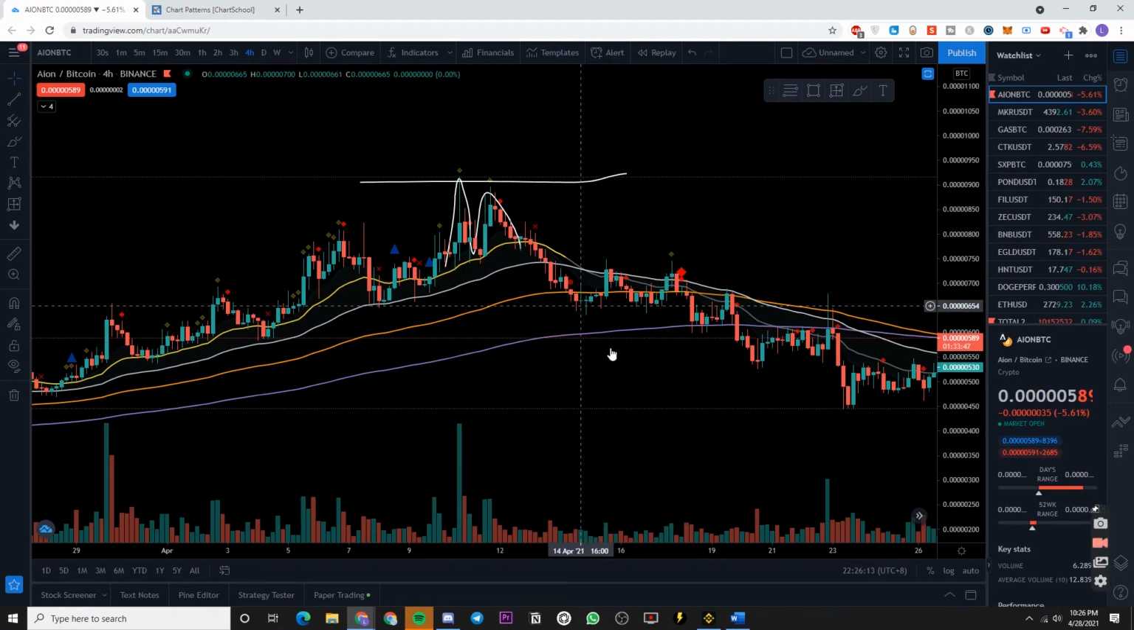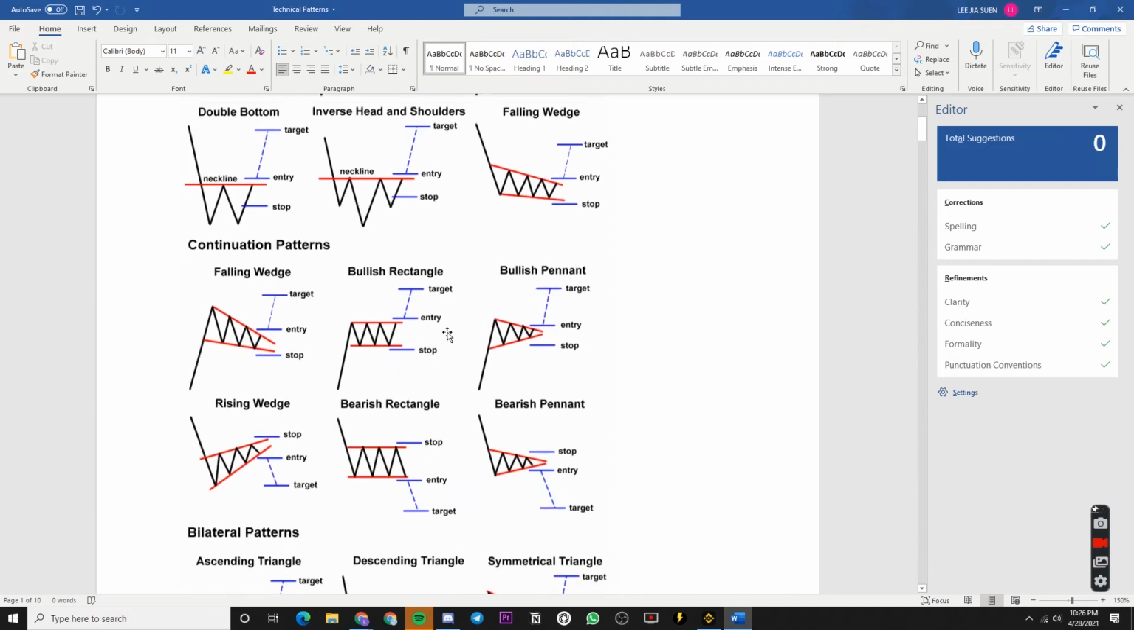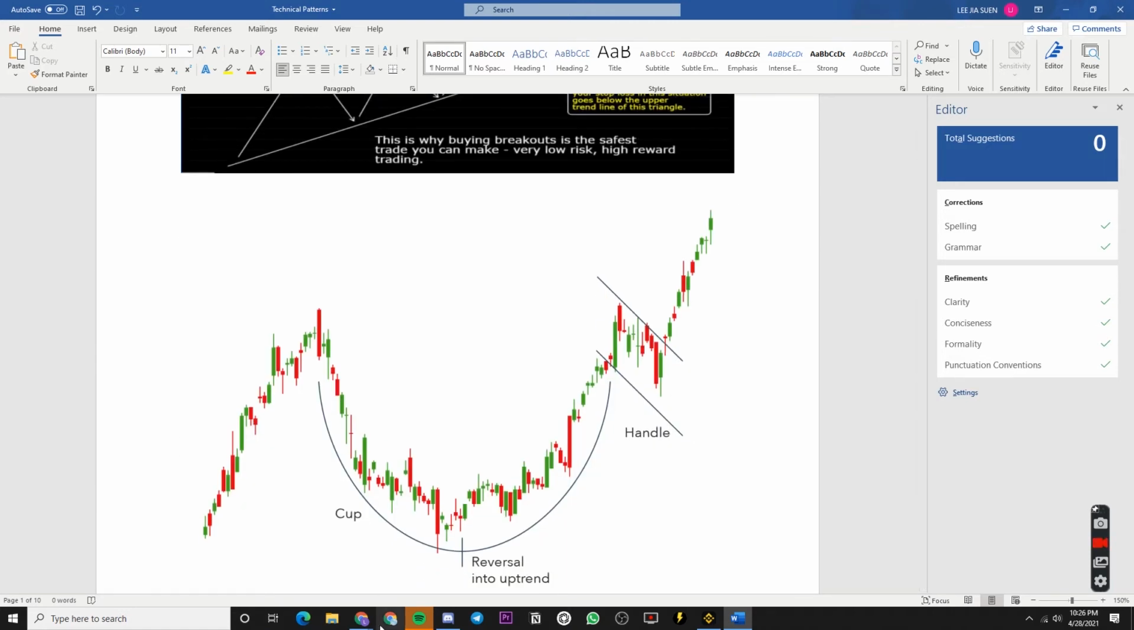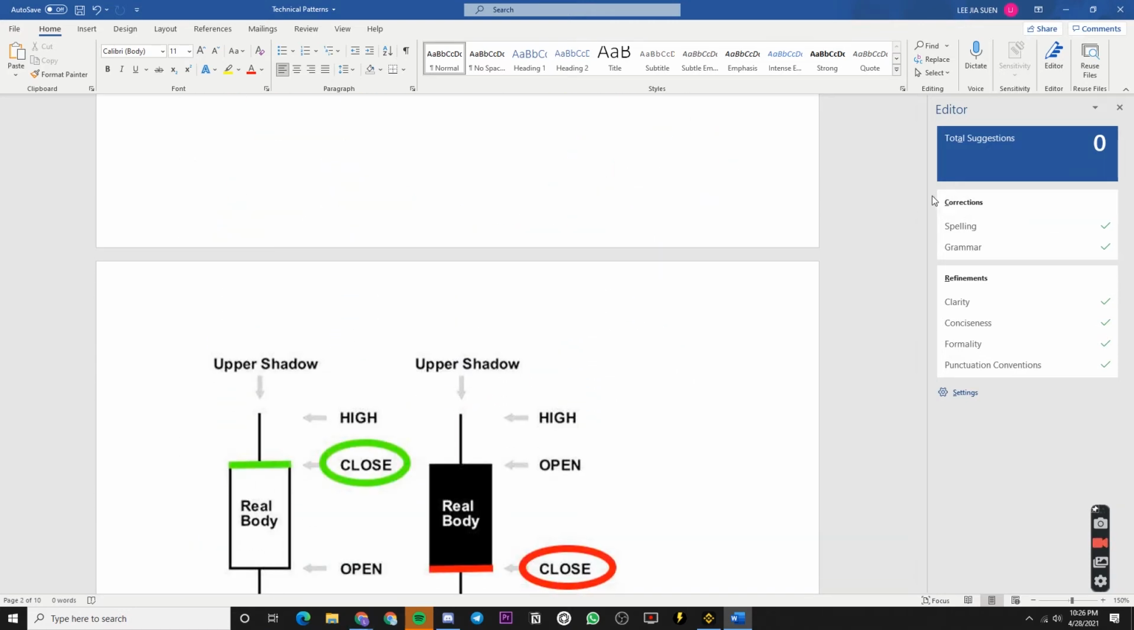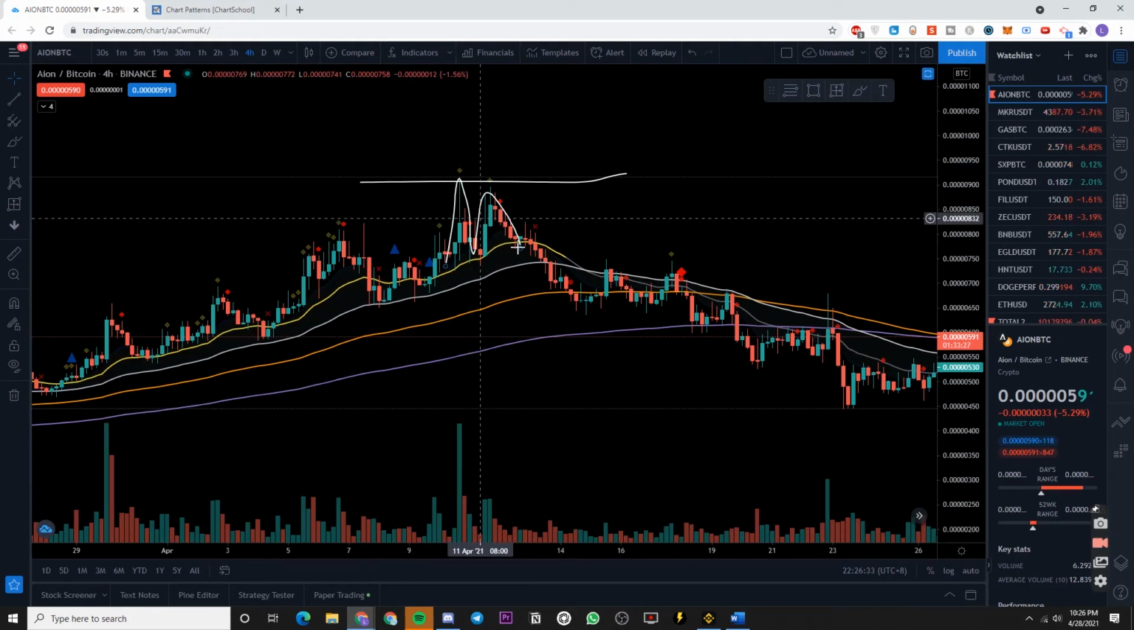I'm telling you. So memorize this cheat sheet, yeah? Everything that you need to trade technical patterns is in this cheat sheet. I suppose the only thing that I haven't added is candlestick patterns. Yeah, I'll add that later. But back to the video. So that is a double top.